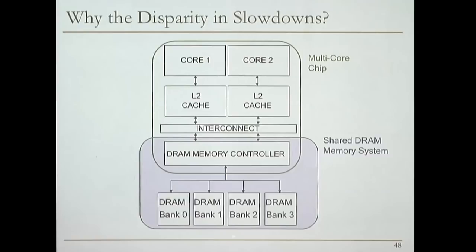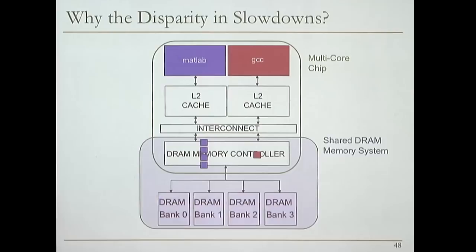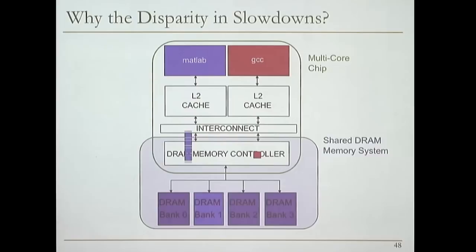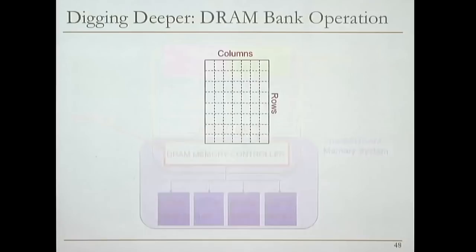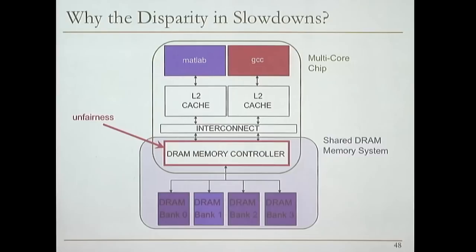And when MATLAB and GCC are executing, it turns out they look like this. MATLAB is very intensive. It has a lot of requests. GCC once in a while generates requests that have good locality, but locality doesn't matter here. And MATLAB keeps sending requests over and over, and the memory controller prioritizes them for some reason. And GCC keeps waiting. And the reason is the memory controller algorithm is not aware of the different applications. As a result, it's unfair. So it's not fairly treating the different applications. It was not designed to be that way.